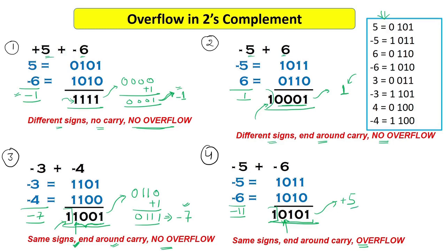So my computer is giving me a positive answer after adding two negative numbers. That means this is the sign of overflow. I got the overflow, my answer is not correct. This 5 is not correct. I should get -11, right? So we are adding two negative numbers which are of the same sign. We got the end-around carry, and we also got the overflow.